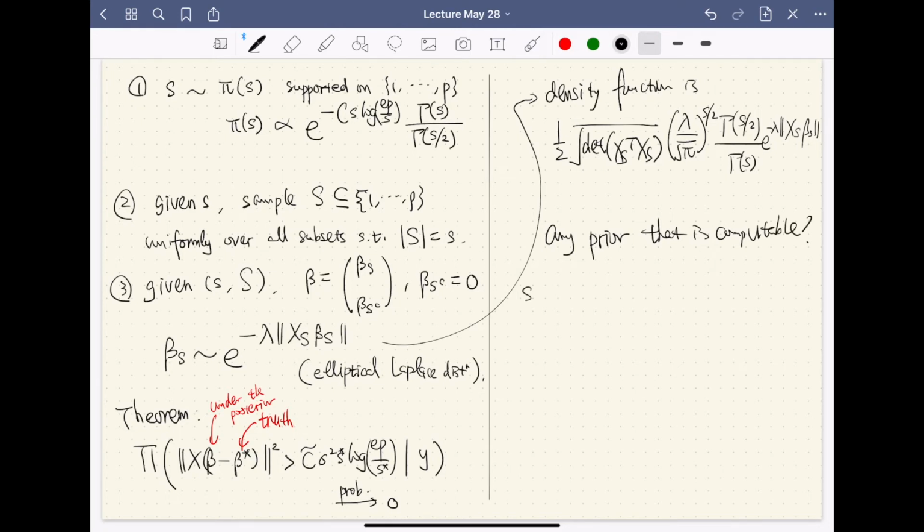So here is a very famous prior called the spike and slab prior. This is very famous. You are going to see it every time you study Bayesian high-dimensional statistics.